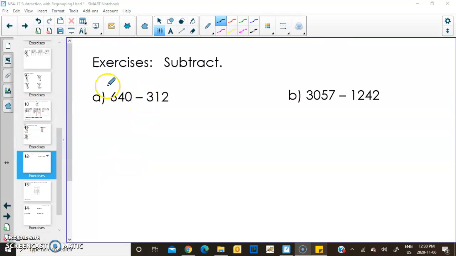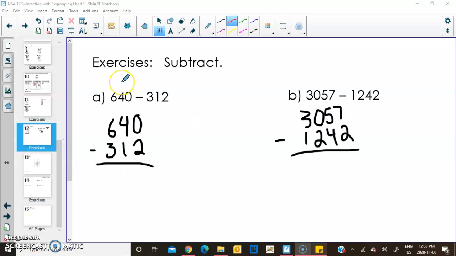Okay, now I want you to subtract A and B. Okay, so I want you to pause the screen and I want you to find the answers for A and B. Let's do A together, okay? So we have 640 minus 312. Okay, so again, we start in the ones place value. If I have 0 cookies, can I give 2 away? No. So I need to regroup 110 as 10 ones. So 4 minus 1 equals 3. And 10 plus 0 equals 10.